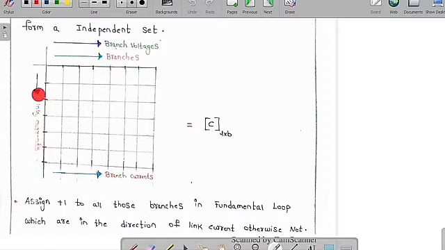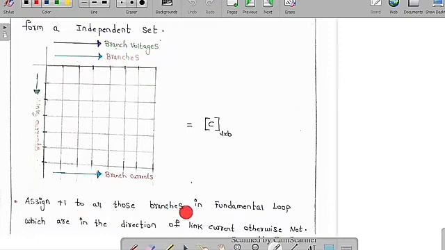The number of columns is equal to the number of branches. So the order of this fundamental tie-set matrix is the number of links times the total number of branches. With the help of branches you can get the branch voltages also. For each and every branch you assume some voltage, and for each branch you also get the branch currents. So for branches you can consider the branch voltages and the branch currents.